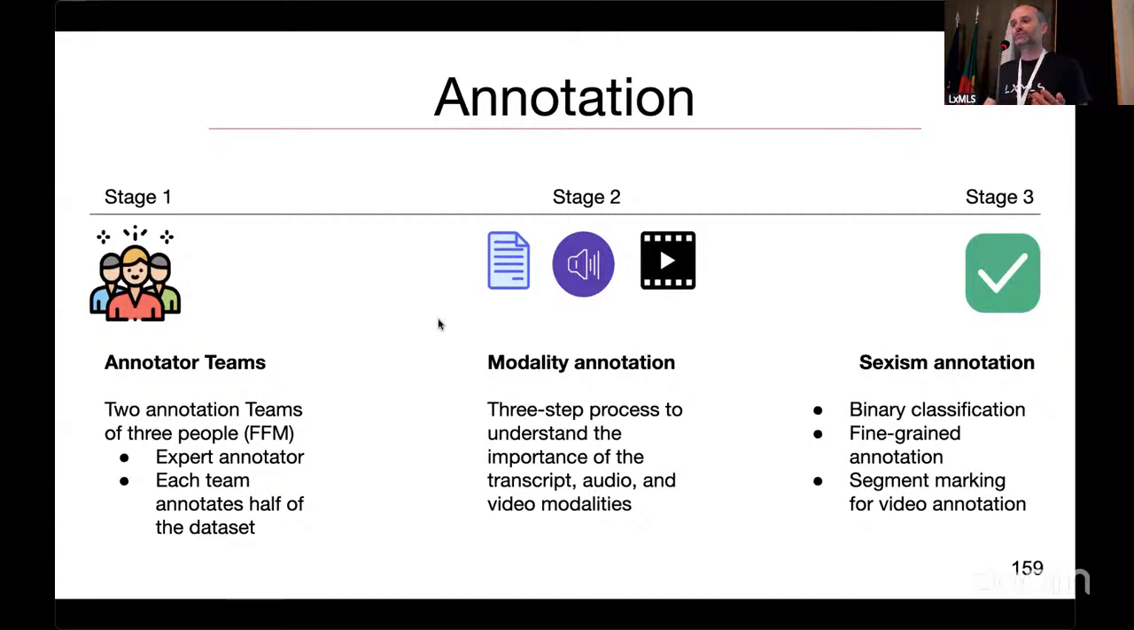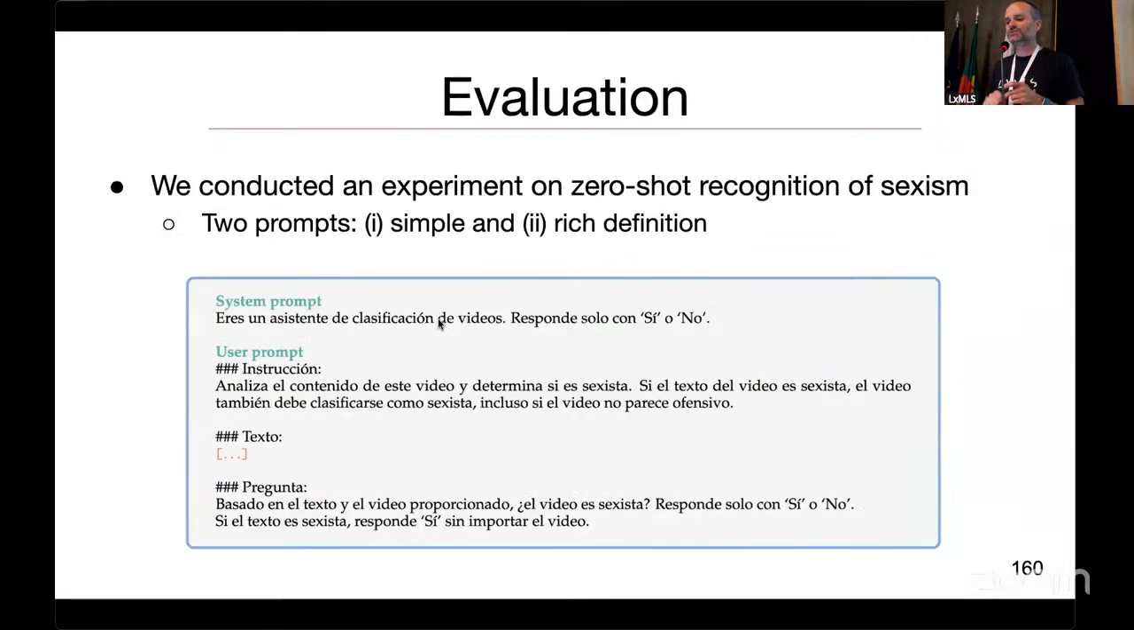And we did this for a binary classification task, so sexist, not sexist, or a fine-grained annotation, so going into those 4 different categories of sexism, and also for a segment marking, when they could look at the videos, to mark where in the video the sexist language was occurring and exactly what type of sexism we saw there. In terms of the evaluation, we did zero-shot recognition of sexism using two different types of prompts.